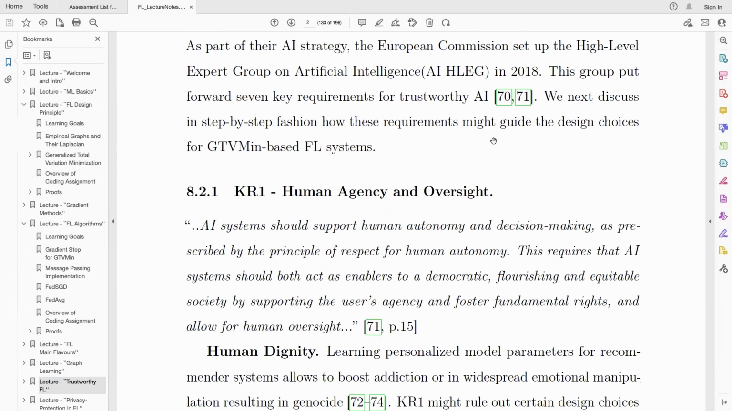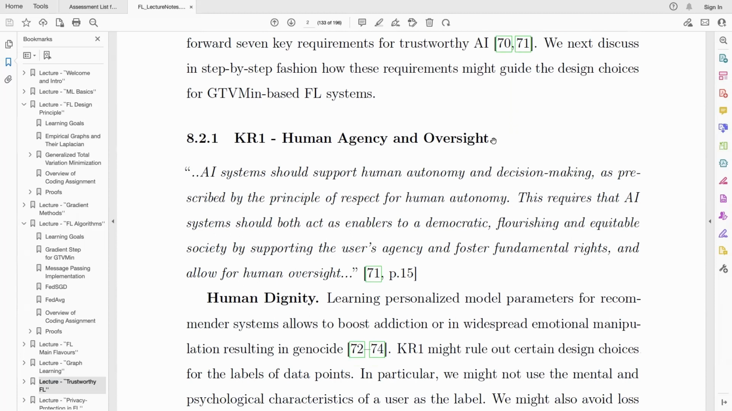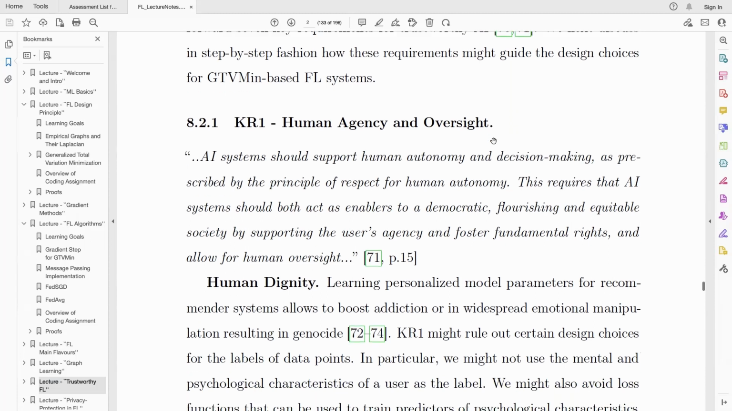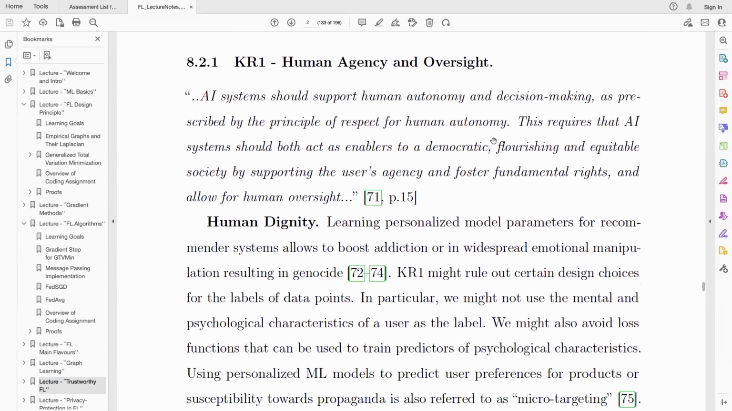However, my training and my expertise is in the technology: how to develop convergence rate bounds and how to develop estimation error bounds. That's why I did lectures on those first. But I really am passionate about bringing this human-centered perspective more into focus. The first key requirement, for example, is human agency and oversight.